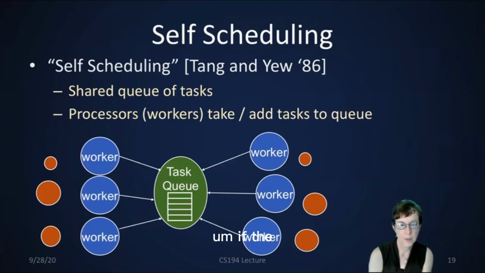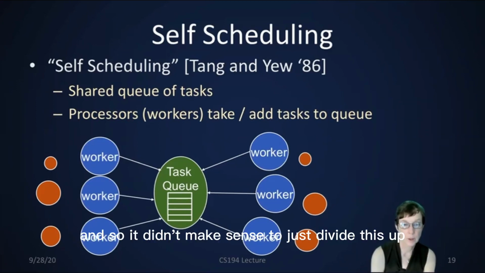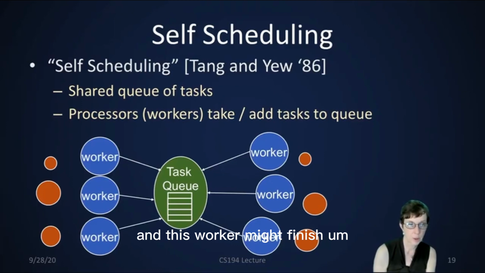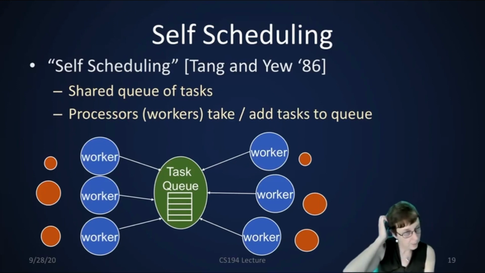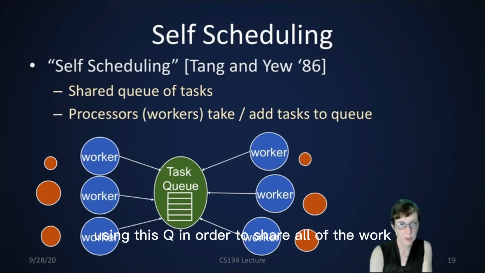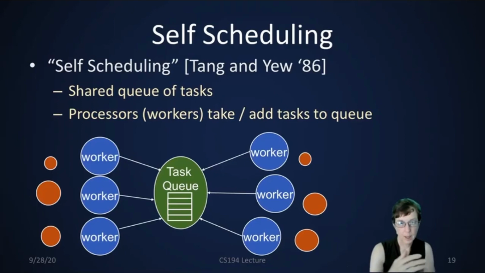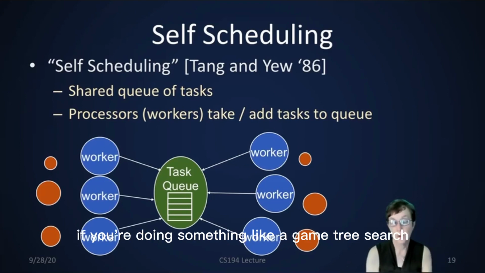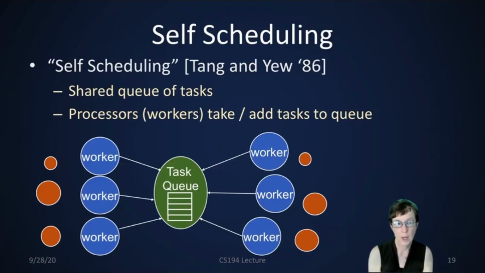And in this particular case, I'm assuming that the cost of each of these tasks is not the same. So it didn't make sense to just divide this up into n over p pieces. This worker, for example, and this worker might finish quickly and then go back and get more work from the queue. So you're just using this queue in order to share all of the work. If you're doing something like a loop and you know in advance what all the iterations are of the loop, you could just stick them all into the task queue. If you're doing something like a game tree search where you don't know what the tasks are until you're in the middle of the execution, then a particular worker, when it spawns some children, will put those into the task queue.